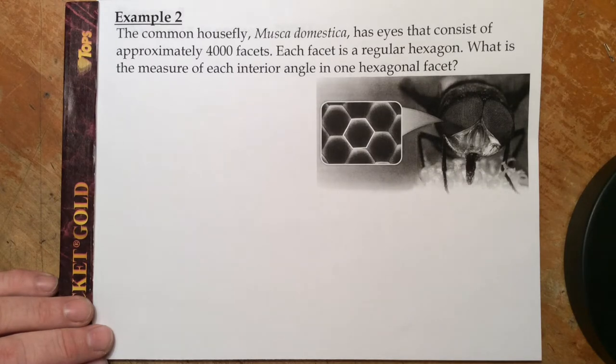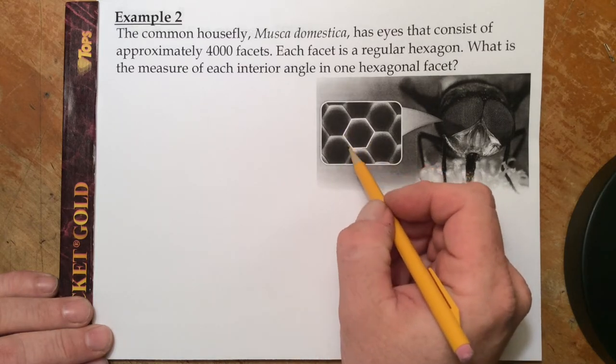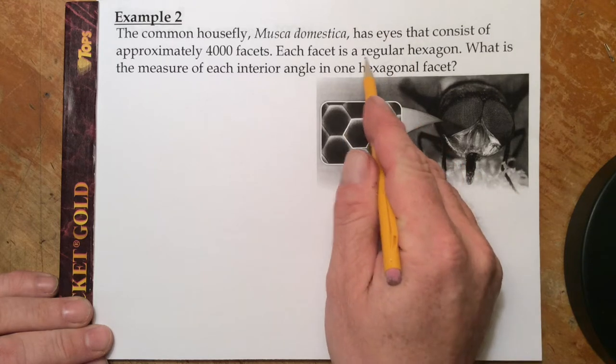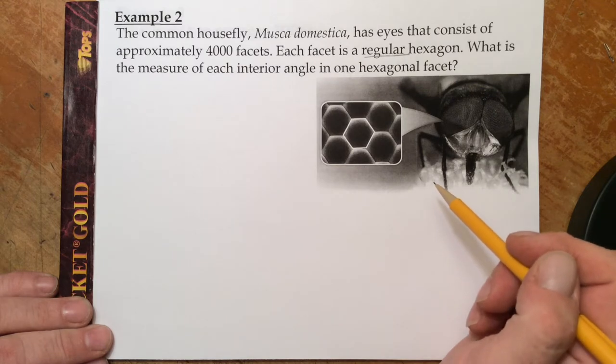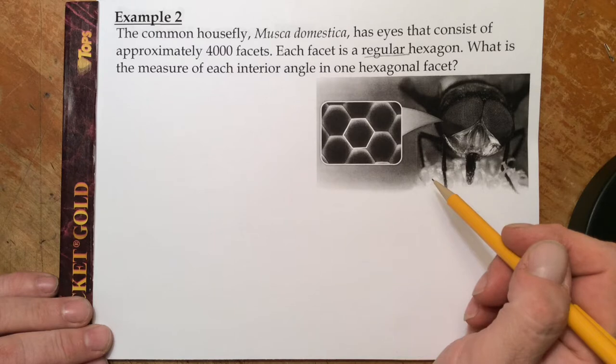Example 2. A common housefly called the Musca domestica has eyes that consist of approximately 4,000 facets. Each facet is a regular hexagon, and this is a close-up of one of them right here. It's a regular hexagon. Remember, regular means equilateral and equiangular. What is the measure of each interior angle of one hexagonal facet?